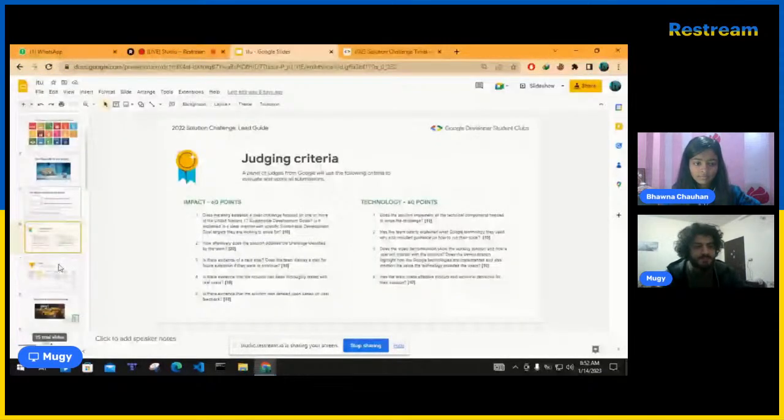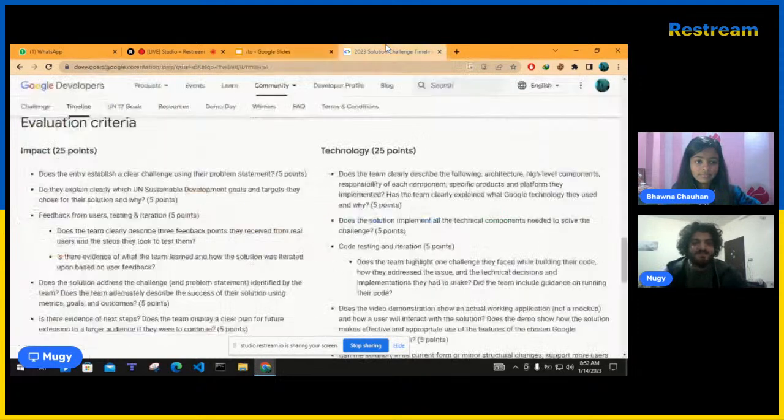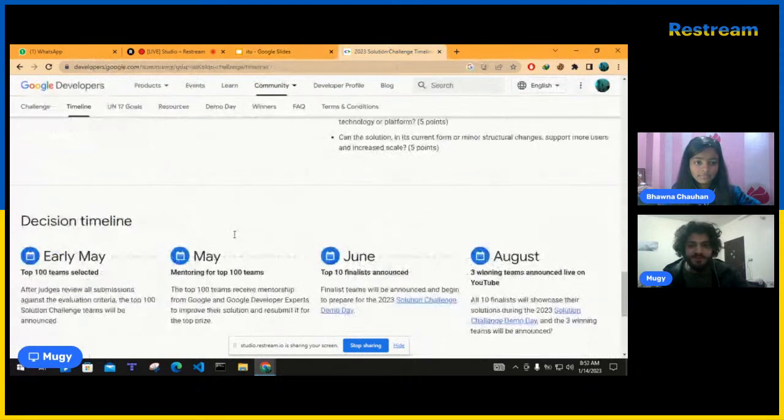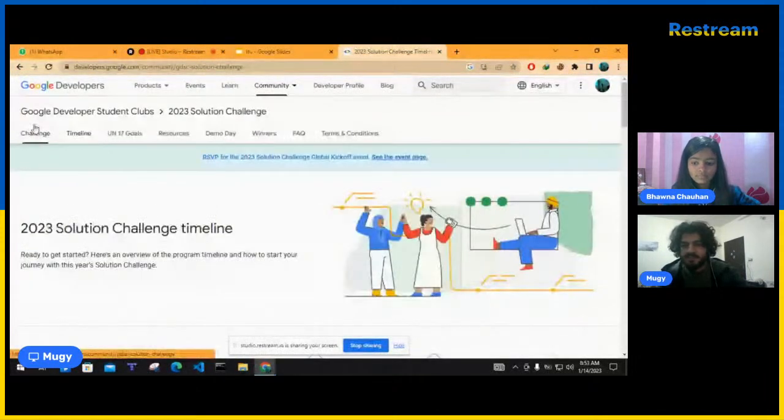Next, we have one more reason why we should care about the 17 sustainable development goals. You could say, why should you care about the Solution Challenge, or why should you participate in the Google Solution Challenge? Actually, they also have changed the prizes. I'll just show you the real ones.